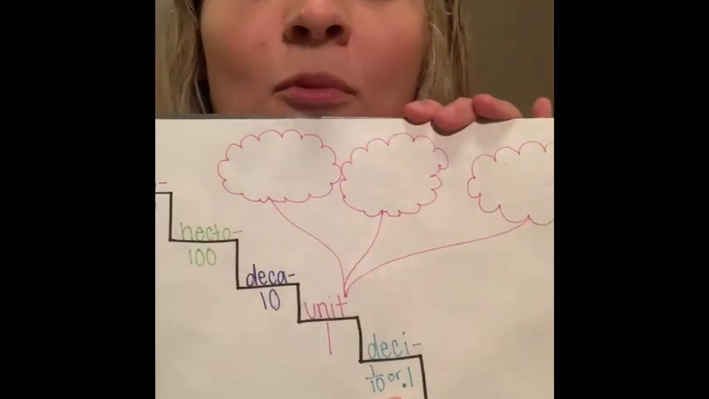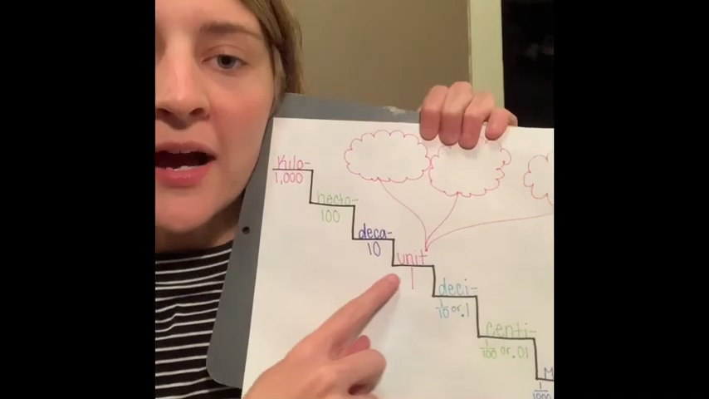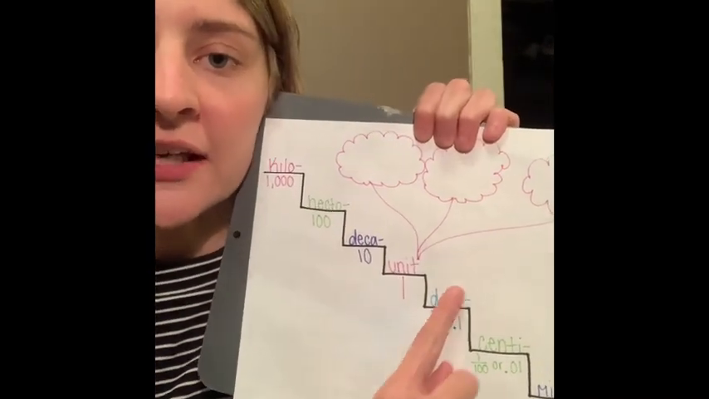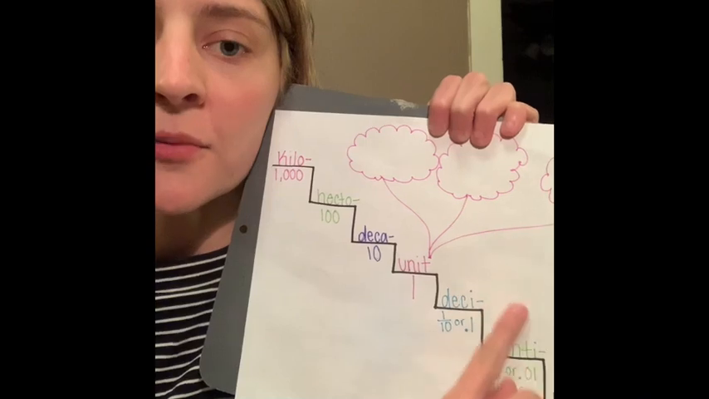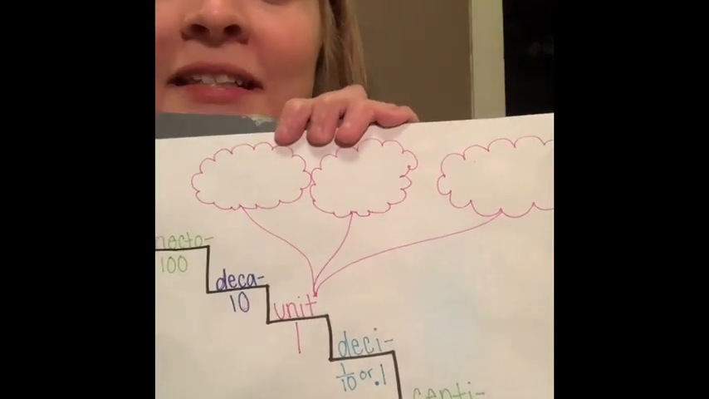0.1. We never say that. It's always decimal place 1 or 1/10. You guys are doing so good, and I'm so proud of you so far. So after deci, we keep going. We move another place over to centi. So centi.